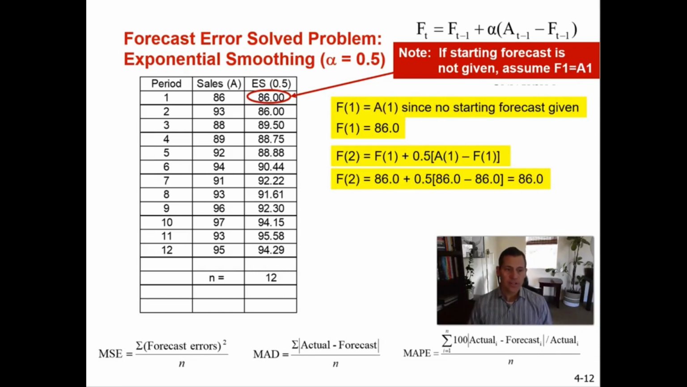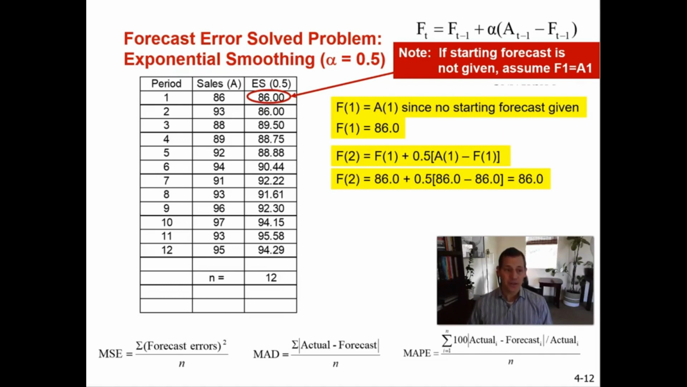For period 1, it's the actual, 86. For period 2, we're going to take our forecast for period 1, which was 86. We're going to add that to the alpha of 0.5, multiplied by your actual of period 1 minus your forecast of period 1. Both of those were 86, so that's going to give you 0 multiplied by 0.5, which comes out to 0. So your forecast for period 2 is now 86 again.